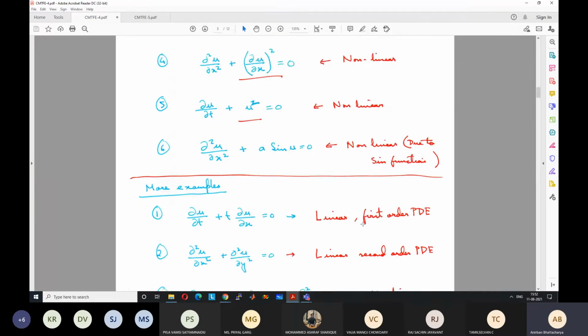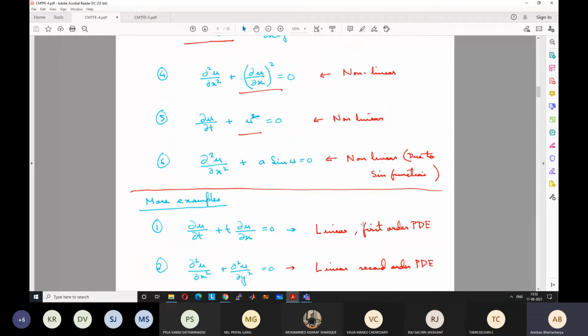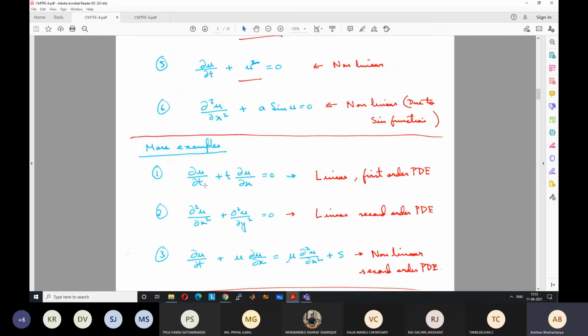So generally we classify a PDE, or describe or call a PDE, based on whether it is linear or non-linear, and what its order is. So for example, this PDE: ∂u/∂t plus t ∂u/∂x. I'm just showing through some more examples to clear the concept. So this is linear if we assume that t is not a function of u. This is a linear first order PDE. Like this we will call our PDEs.